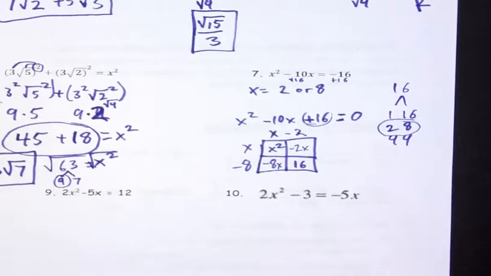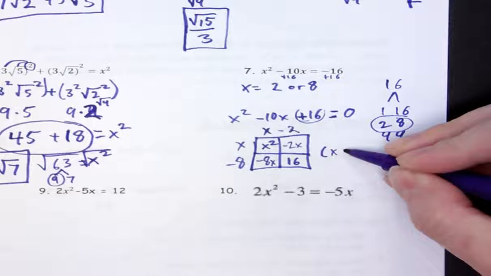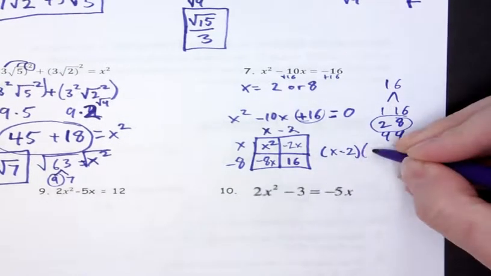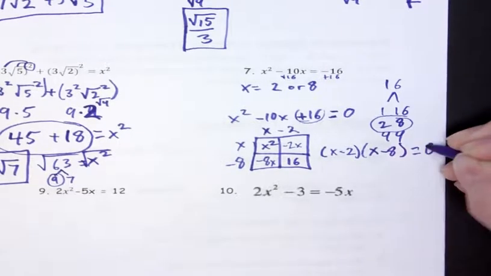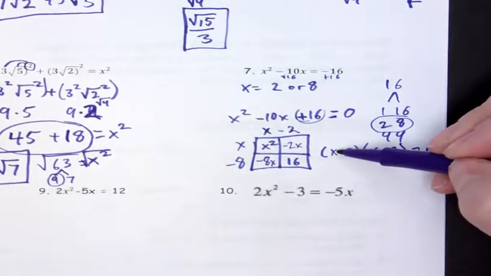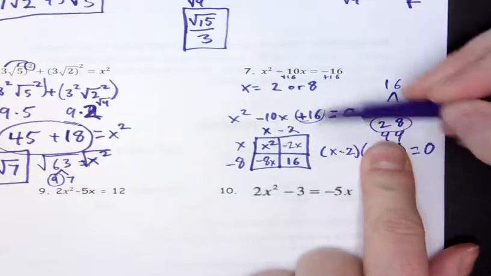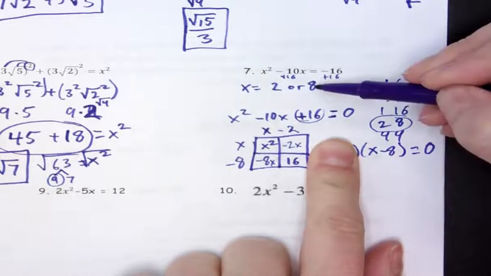Some people find that a lot easier visually. No, I don't find it easier. I find it more work, except when we get to these, it can be a bit easier. Okay, so then those are my things that equal 0, and then I have to take the opposite of them. So if I cross off this, x minus 2 equals 0, I need it to be positive 2. Or if x minus 8 equals 0, I need it to be positive 8.